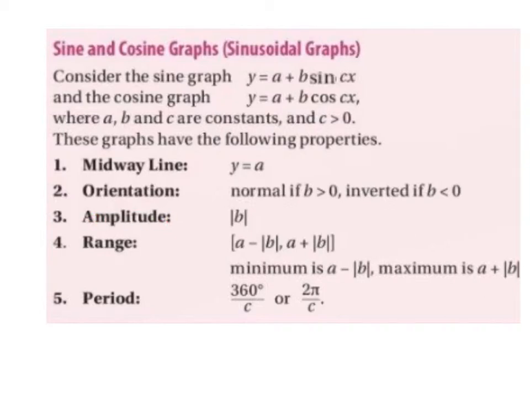The amplitude is the modulus of b, so the positive value of b. The range is a minus the modulus of b, comma a plus the modulus of b. The minimum is a minus the modulus of b, and the maximum is a plus the modulus of b. The period is 360 degrees divided by c, or else 2 pi divided by c if working in radians, with c being the number that's stuck on in front of the x. So this is very, very important. I would suggest learning this off by heart, but you're going to have to look at it to work out any questions like this.